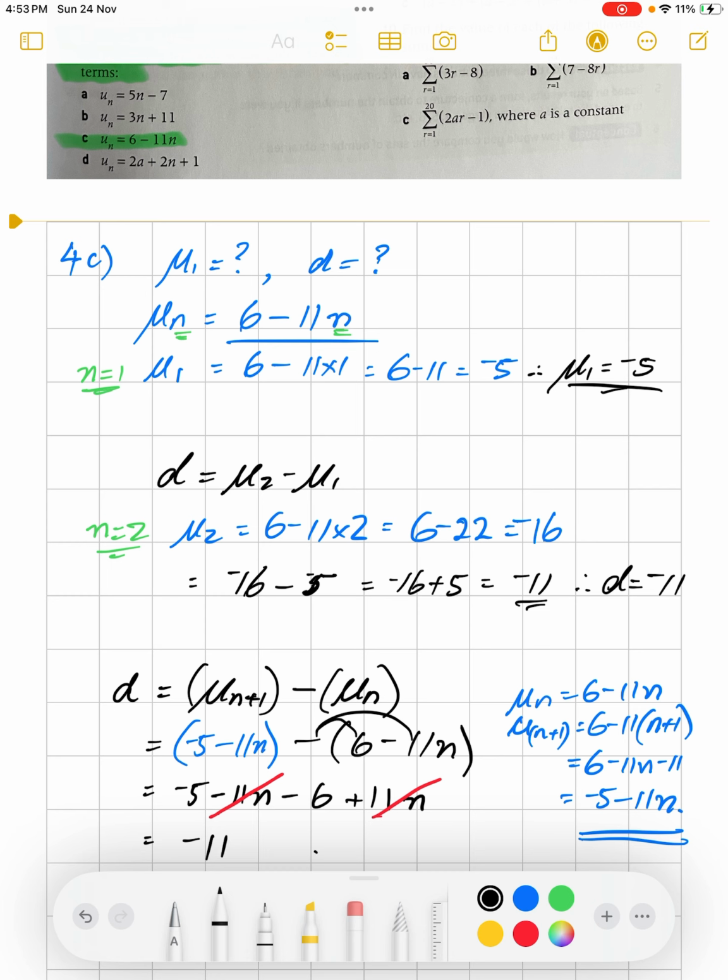So therefore, d equals negative 11. Just thought I'd show it to you. So whether you like just finding the second term and subtract the first term, or you might like to find the n plus 1th term and then subtract the nth term, both ways will get you the common difference.